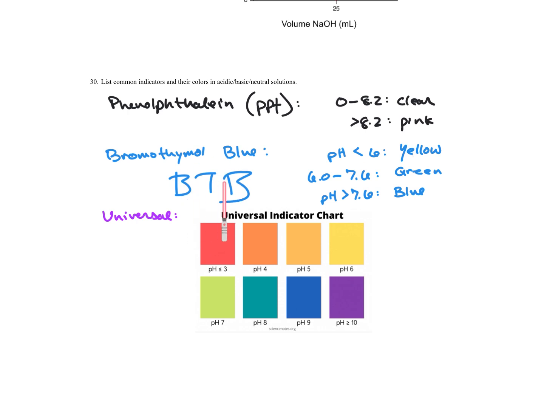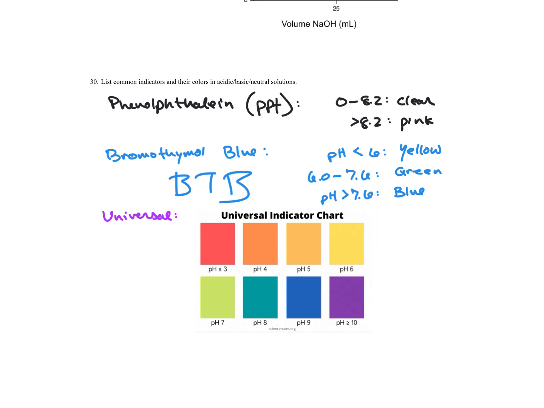The other indicator that we used in class is bromothymol blue. And this is a good one because it has a couple of ranges. If it's below 6, it'll be yellow. If it's in the small range right here, then it would be green, or if it's greater than this, it would be blue. So definitely, if it's blue, it's most likely basic.